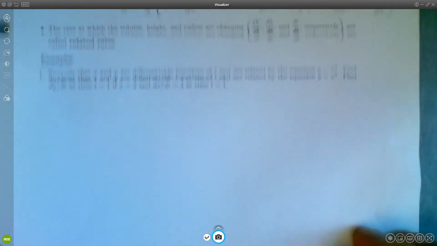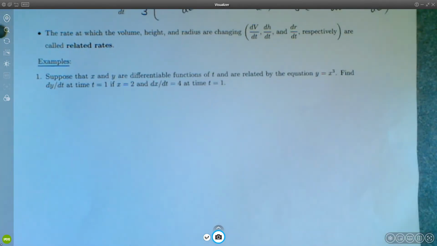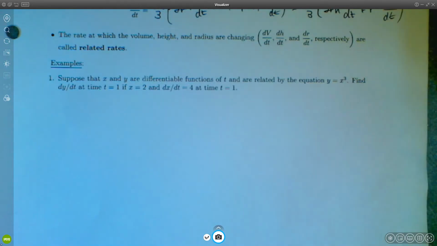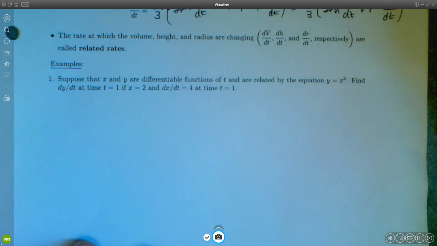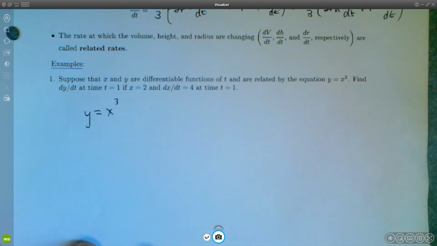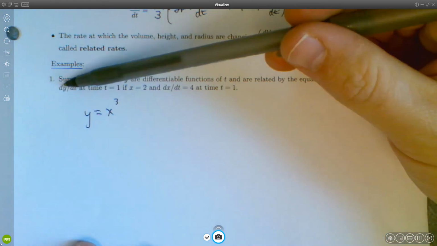So let's look at this first example. It says, suppose that x and y are differentiable functions of t and are related by the equation y equals x cubed. Find dy/dt at time t equals 1 if x equals 2 and dx/dt equals 4 at time t equals 1. Okay, so let's do this. We're starting with y equals x cubed. We want to find dy/dt.